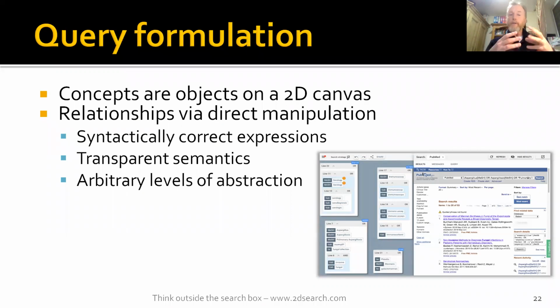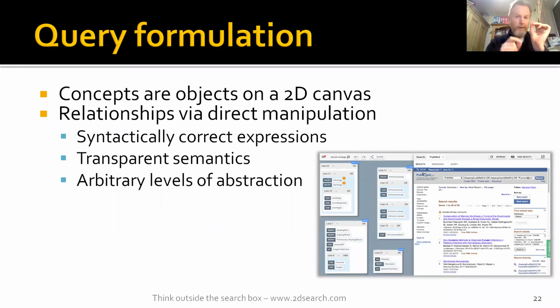So straight away, that designs out the missing bracket problem, because you can only articulate syntactically correct expressions. Arguably, it also makes the semantics more transparent, because you can see on the canvas, using the sort of thinking fast, what we call pre-attentive attributes, the shape of what it is that you're articulating. And it also supports arbitrary levels of abstraction, so you can collapse and expand, zoom in and out, like Google Earth.